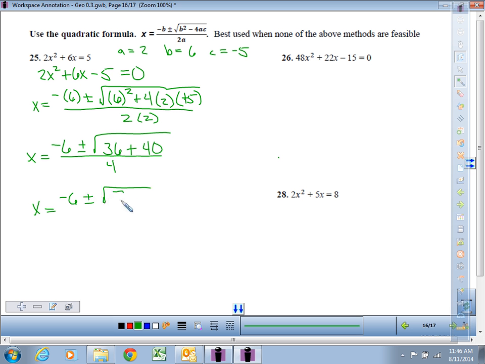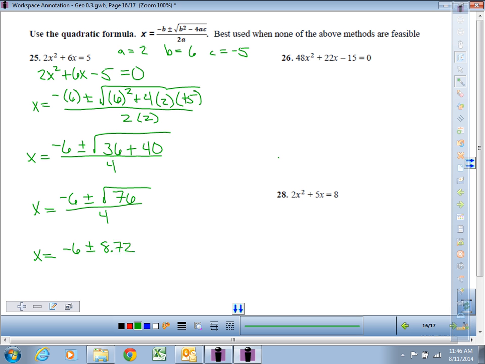That's 76. If you have some good number sense, you probably know already that the square root of 76 is most definitely not a pretty number. Now, what I'm going to tell you to do is let's just go straight to decimal form. So we're going to take the square root of 76, and you can do that as a decimal. The square root of 76 is approximately 8.71, 8.72. So what I'm going to do is go x equals negative 6 plus or minus 8.72.